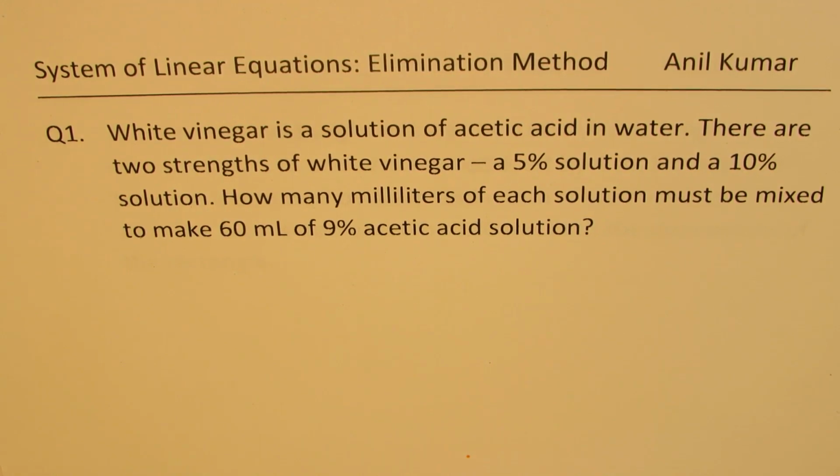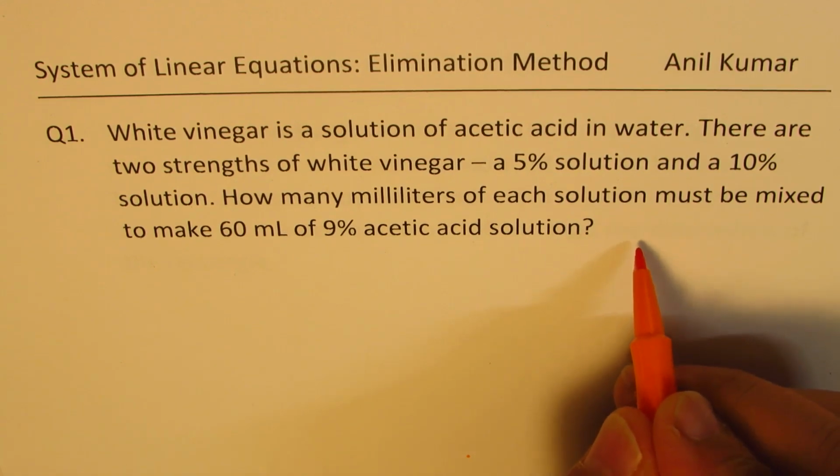Question number 1 is, white vinegar is a solution of acetic acid in water. There are two strengths of white vinegar, a 5% solution and a 10% solution. How many milliliters of each solution must be mixed to make 60 milliliters of 9% acetic acid solution? You can always pause the video and answer these questions. Here is my way of doing it.